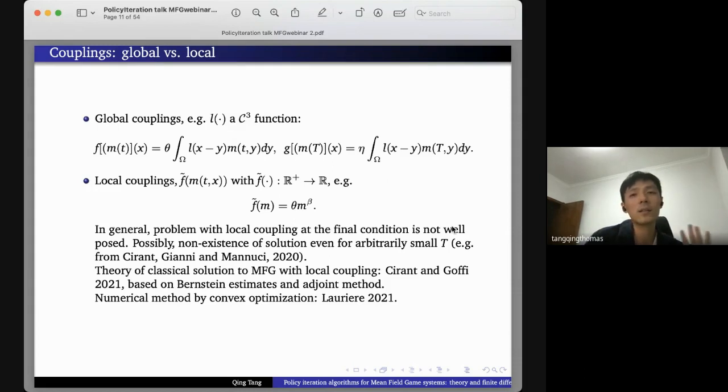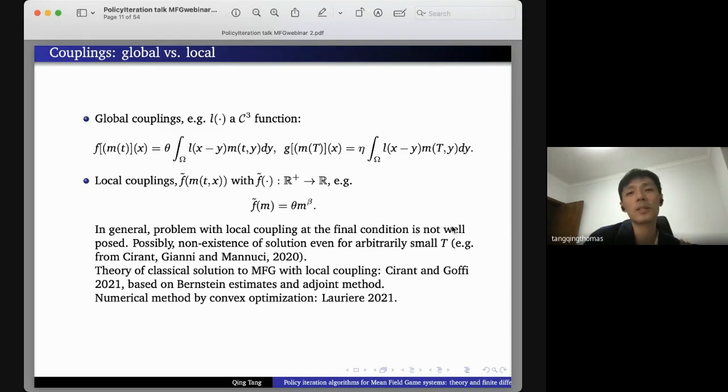Okay, now I want to make some remarks on couplings, global versus local, which might be confusing sometimes. An example of a global coupling is if I take a convolution between L and m, where L is a very smooth kernel. This is a global coupling. And if L is very smooth and I work on a compact domain, then I satisfy all the assumptions I was making on the last page. I put Omega here.